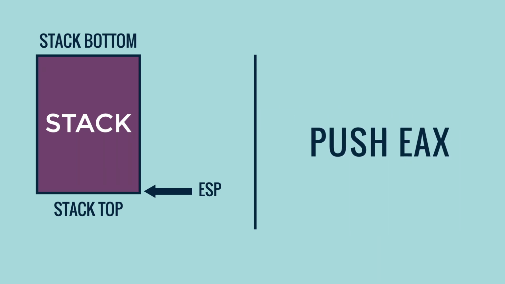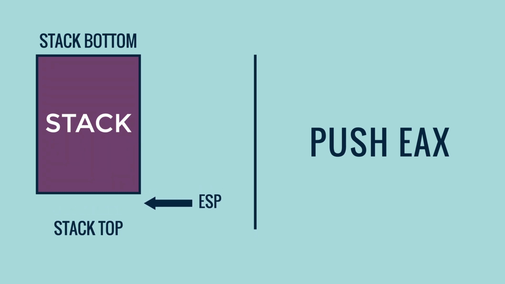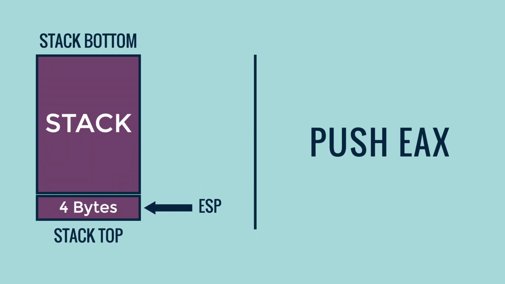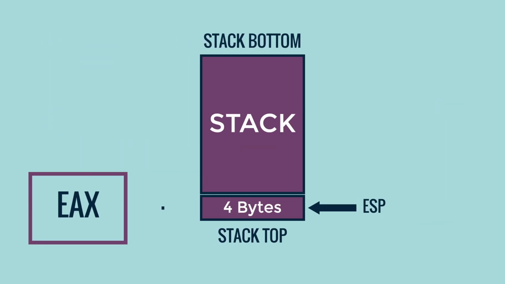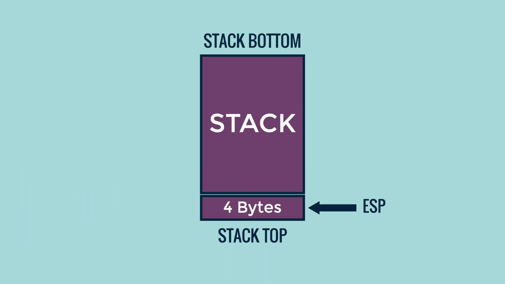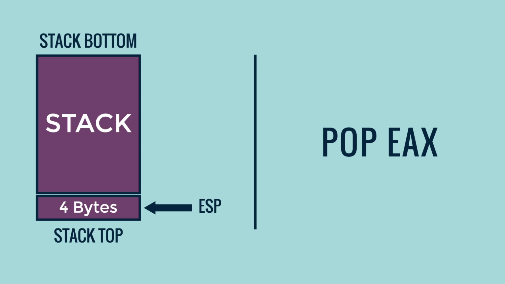Whenever the push instruction is executed, it will allocate 4 bytes of space on top of the stack by subtracting 4 from the value of ESP, and the value of the register will be copied to the allocated space.